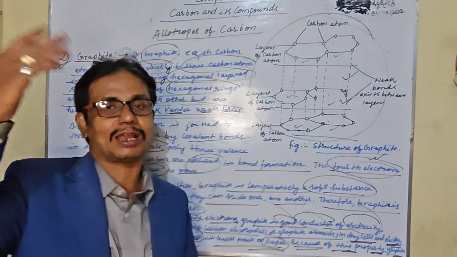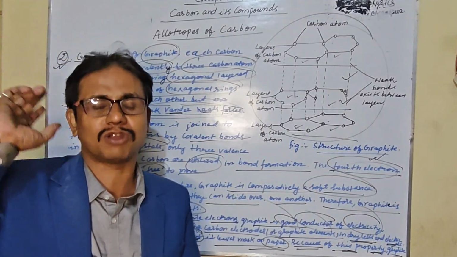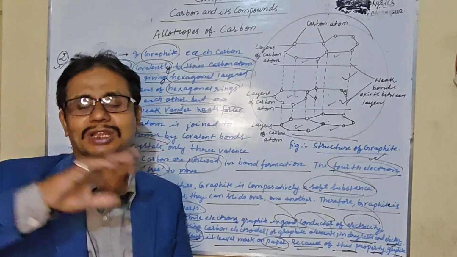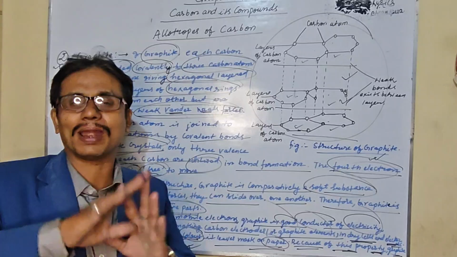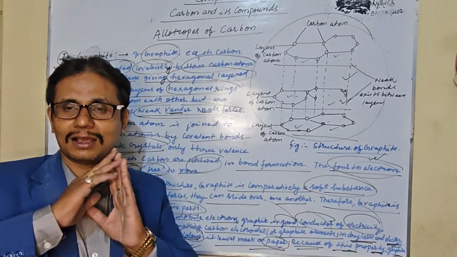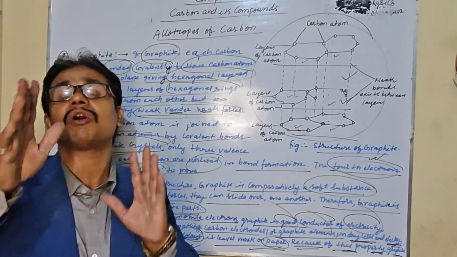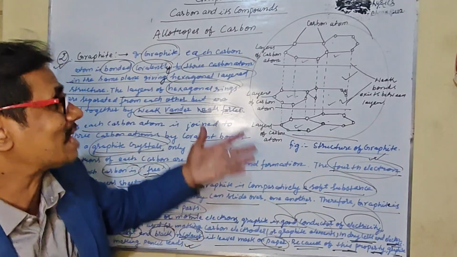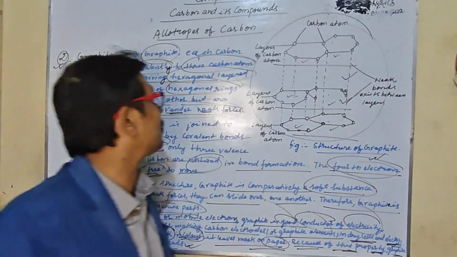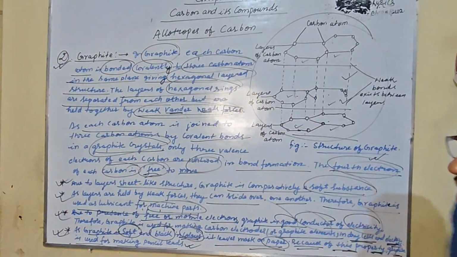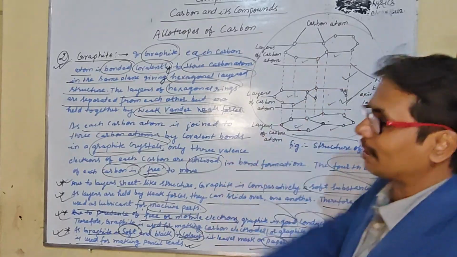Go through all the topics, questions, answers, intext questions and exercises from chapter number 1, chemical reactions and equations; chapter number 2, acids, bases and salts; chapter number 3, metals and non-metals. And the last chapter going on is chapter number 4, carbon and its compounds. Within 5 days, I am going to complete carbon and its compounds.